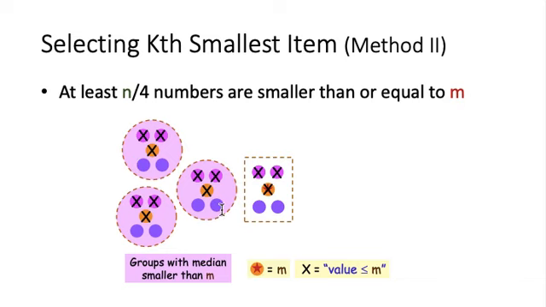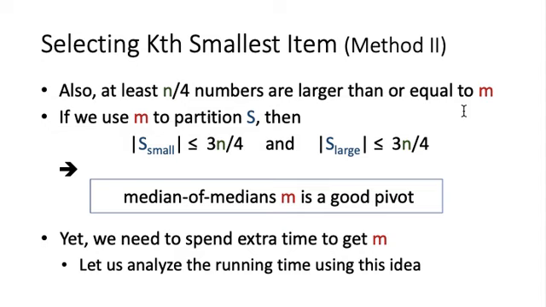They could still have values smaller than or equal to M, but we don't care. What we care about here is that at least those marked with the crosses are numbers with values less than or equal to M. So we know that they are guaranteed to be some numbers smaller than or equal to M. And similarly, we can also show that at least n over 4 numbers will have values larger than or equal to M.